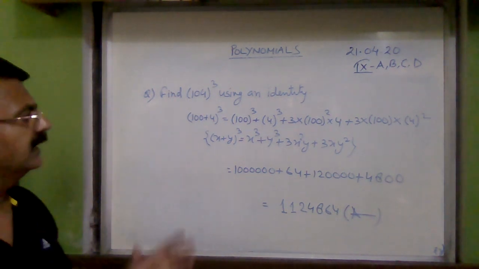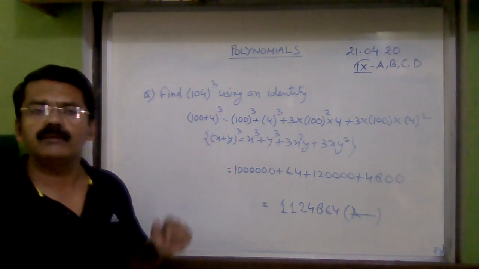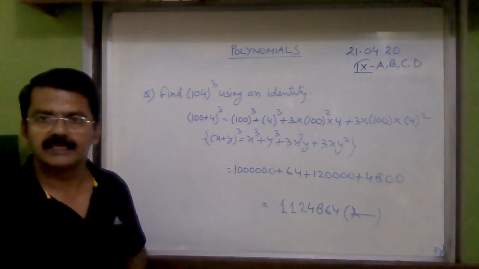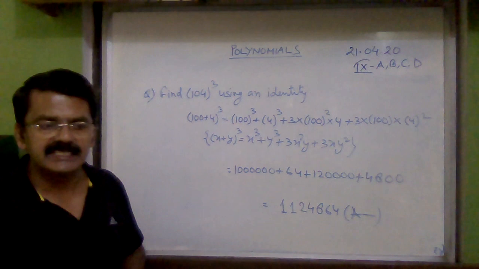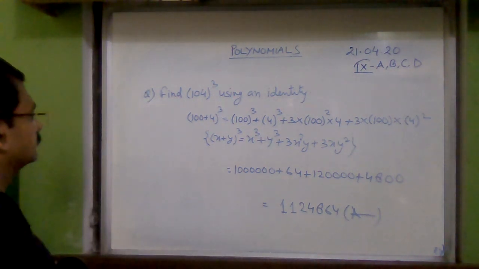Is it clear to everybody? So in this way we can find the cube of 104 using an identity. It makes the calculation easy also. Okay, now one more example.